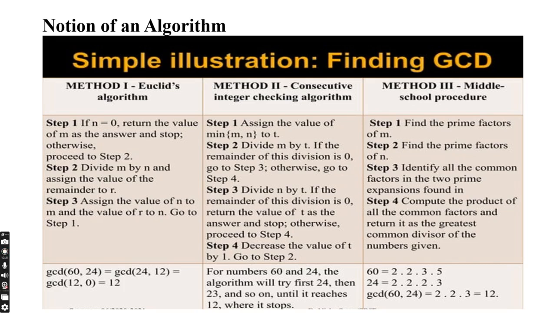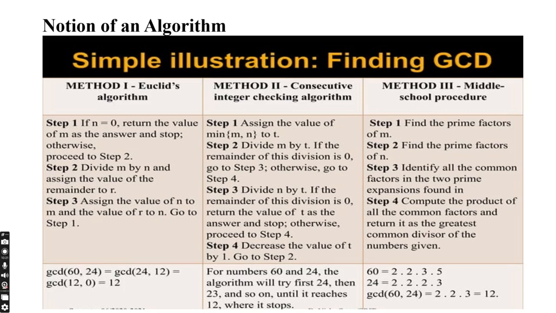And method 3, the middle school method. You have to write the prime factors of each number, take the common factors and multiply them, and you will get the GCD. So these are the three different procedures for finding the GCD. Your ultimate aim is to find the greatest common divisor, but we have three different kinds of algorithm. We have to choose which algorithm is best based on the time complexity. It should take a minimum amount of time to find the greatest common divisor. This is the notion of an algorithm.